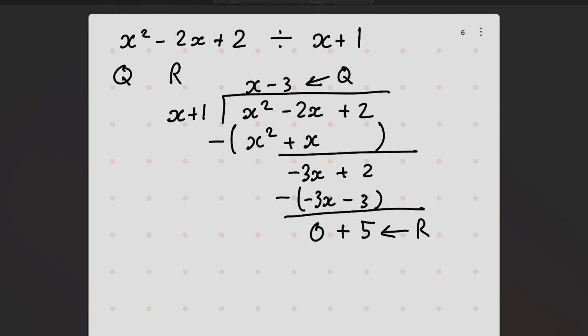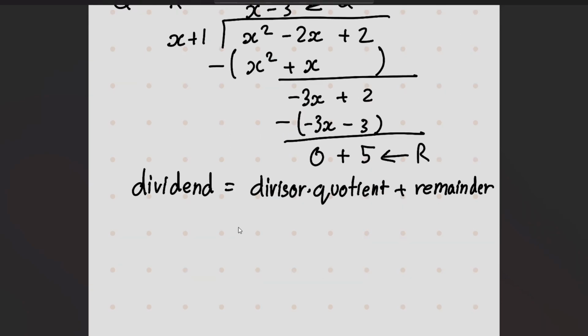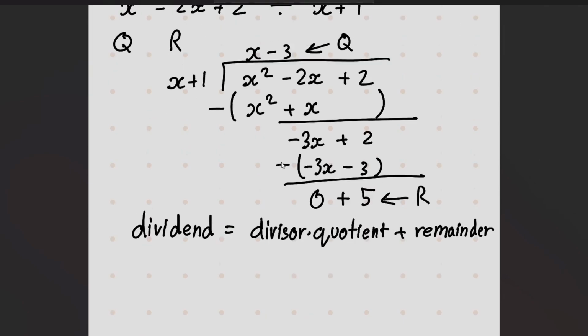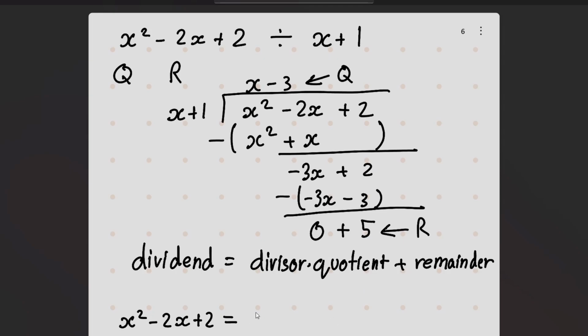So how are we going to solve this using the comparing coefficients method? This is one of the division algorithms for polynomials that you need to remember: dividend is equal to divisor times quotient plus remainder. After a good amount of practice, you will just immediately figure this out. So what was our dividend in this problem? It was x squared minus 2x plus 2. And our divisor in this example was x plus 1.